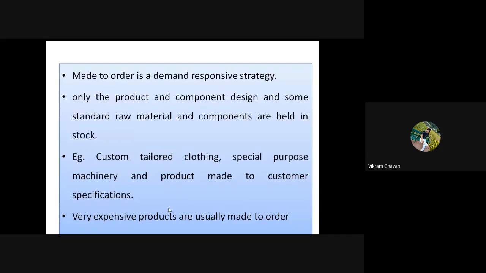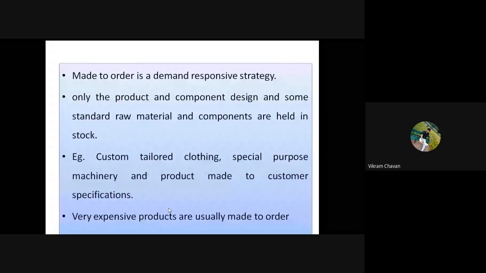Make to order is a demand responsive strategy. So what is meant by demand responsive strategy? When the customer demands something from the company as per his or her own specification, only then the company produces that particular good on the basis of the specification. So only the product and component design and some standard raw materials and components are held in stock. Whatever standard components there are will be stocked inside the company, along with some raw material required to produce the product. That will be the only inventory for the company, and the finished goods will not be stocked in such companies.